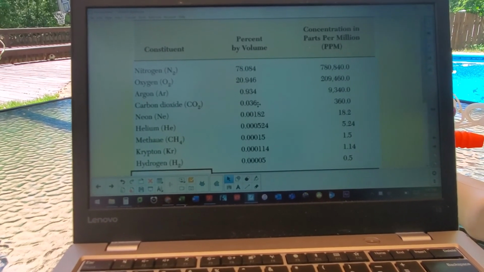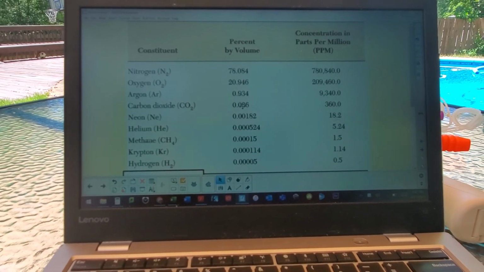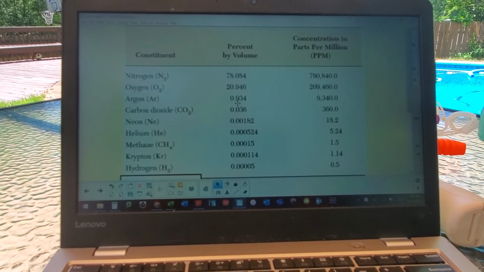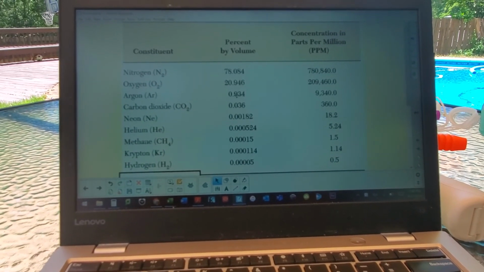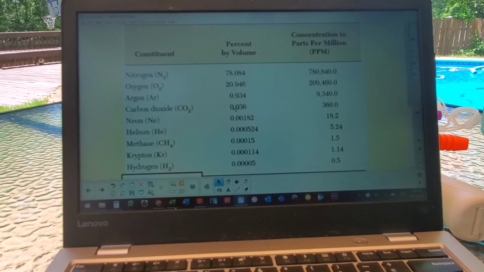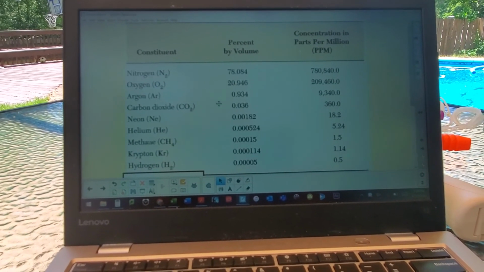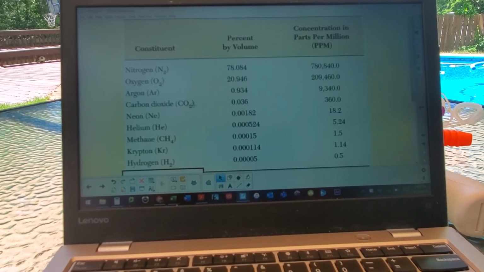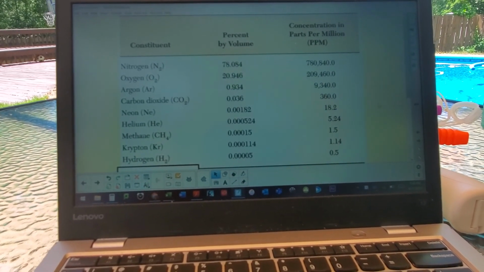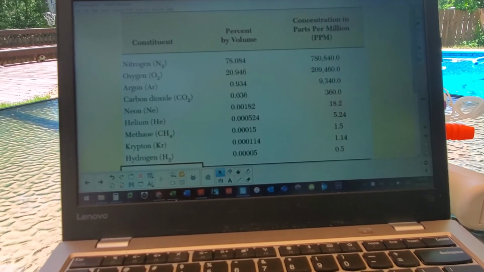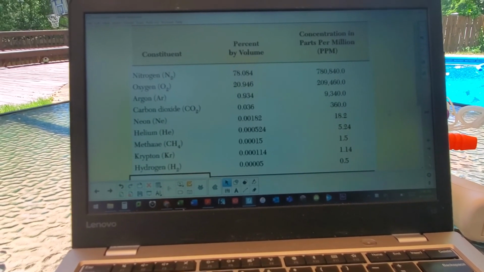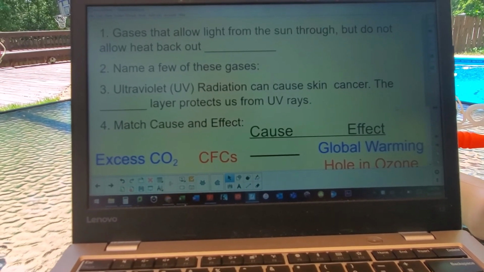The problem is you're talking about more than trillions of particles. The number of particles in the atmosphere is insane. And so just 0.04% of something with that many atoms is a lot of atoms. And these things mess with global warming, and we'll talk about that more as we go. But only 0.04% of the atmosphere is carbon dioxide, and it causes some big effects. Let's start moving on through here.